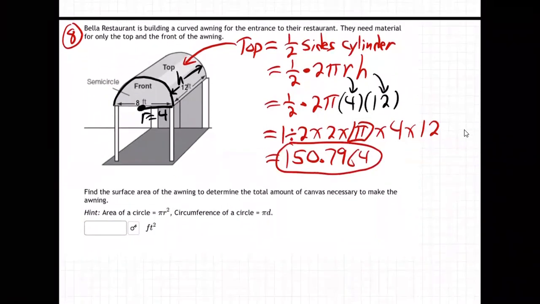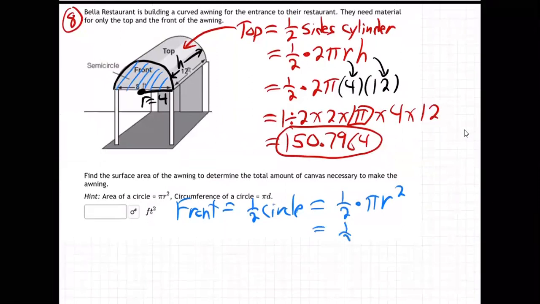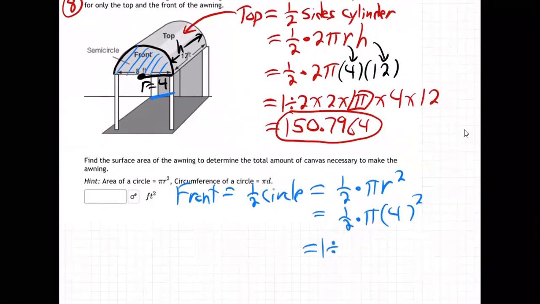Now, in addition, we have the front. So we got the top, all the way around the top. Now the front, what is the front? The front is just a half of a circle, isn't it? Just half a circle. So we just go a half times pi r squared. So it's just a half times pi. What's the radius? You already got the radius is 4. 4 squared. So on your calculator, 1 divided by 2 times the pi button times 4 times 4.